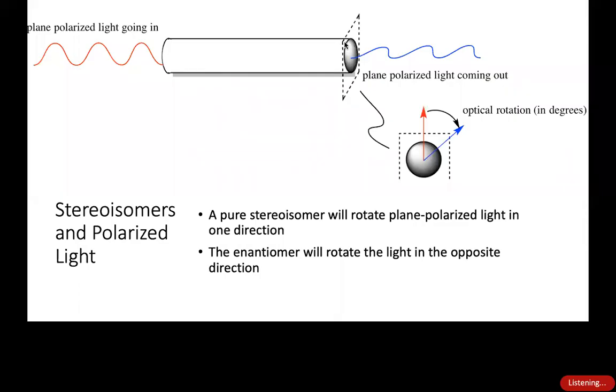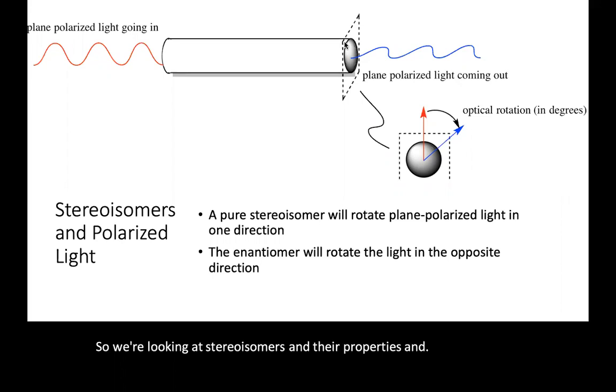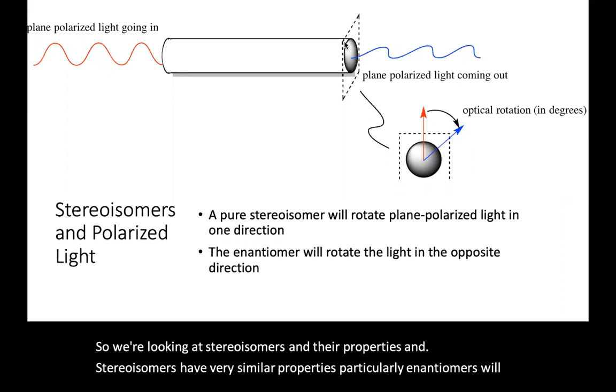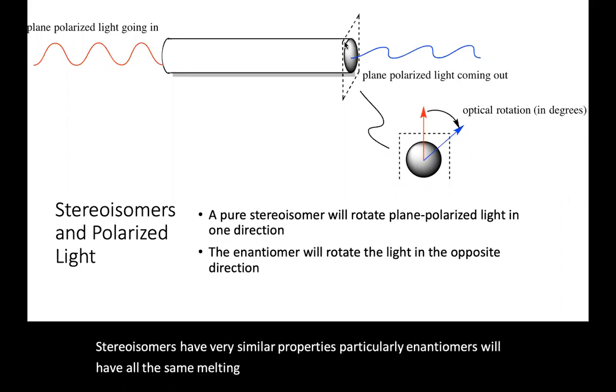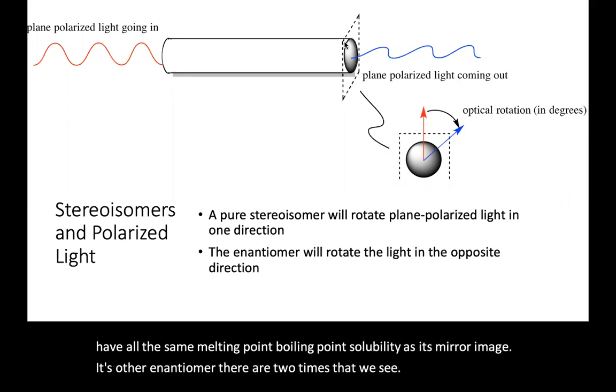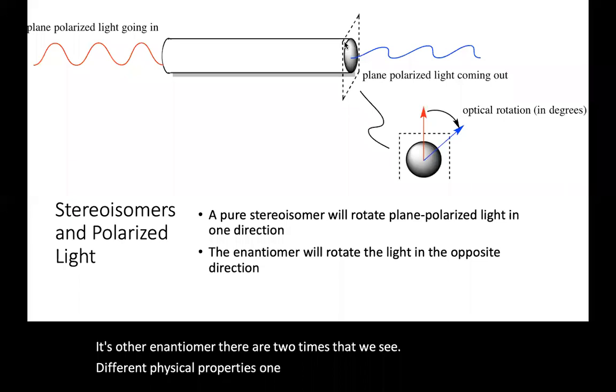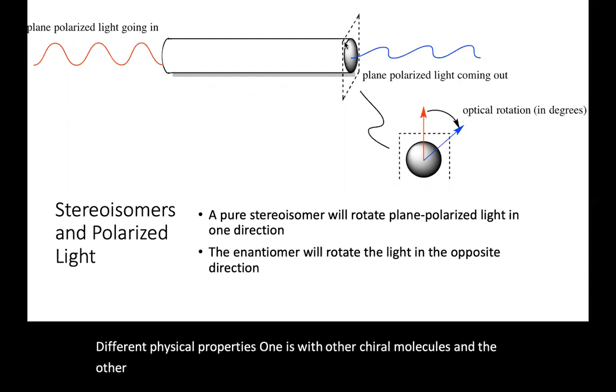So we're looking at stereoisomers and their properties. Stereoisomers have very similar properties. Particularly, enantiomers will have all the same melting point, boiling point, and solubility as its mirror image, its other enantiomer. There are two times that we see different physical properties. One is with other chiral molecules, and the other is with polarized light.